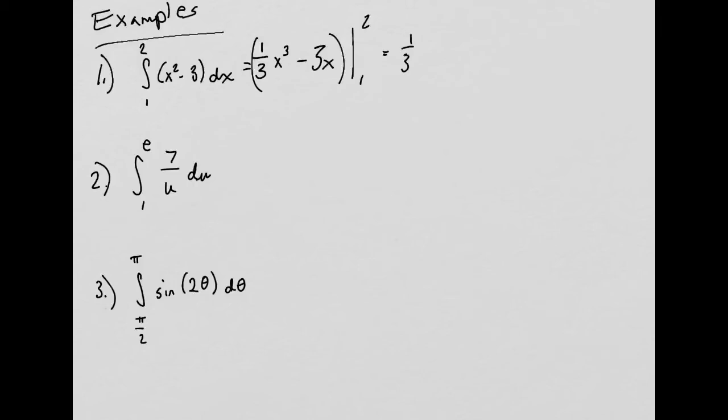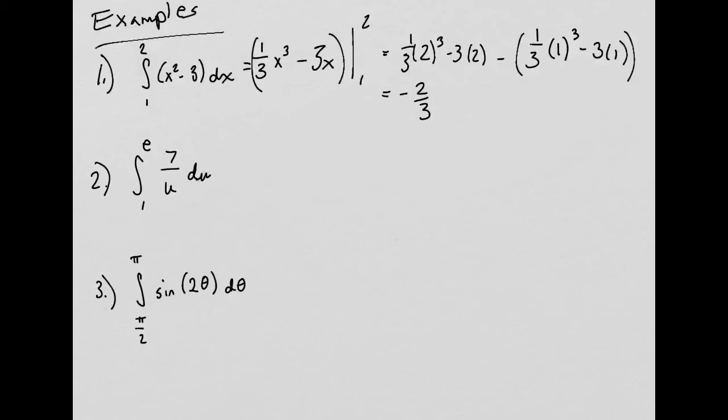So we've got 1/3 times 2 cubed minus 3 times 2 minus, and then use those parentheses, 1/3 times 1 cubed minus 3 times 1, which is equal to negative 2/3, I believe. I did that kind of quickly, so I might have gotten my arithmetic wrong, but anyway, you just figure out what this is. Now let's go on and do the next one.